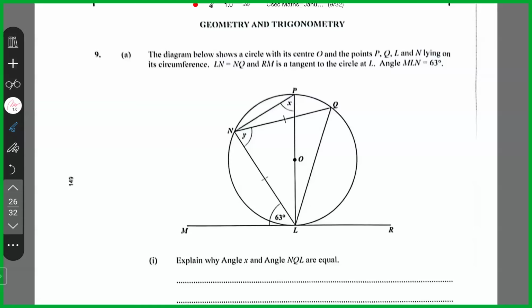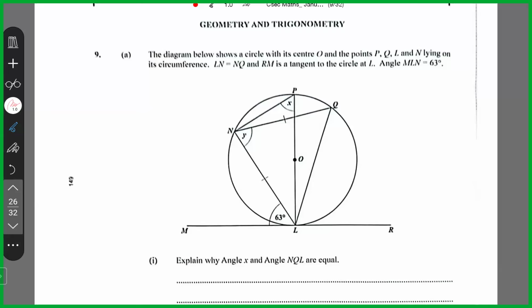Question number 9A says the diagram below shows a circle with center O and the points P, Q, L, and M lying on its circumference. We're told that LN is equal to NQ and that RM is a tangent to the circle at L. So L is the point of contact, and the angle is 63 degrees.